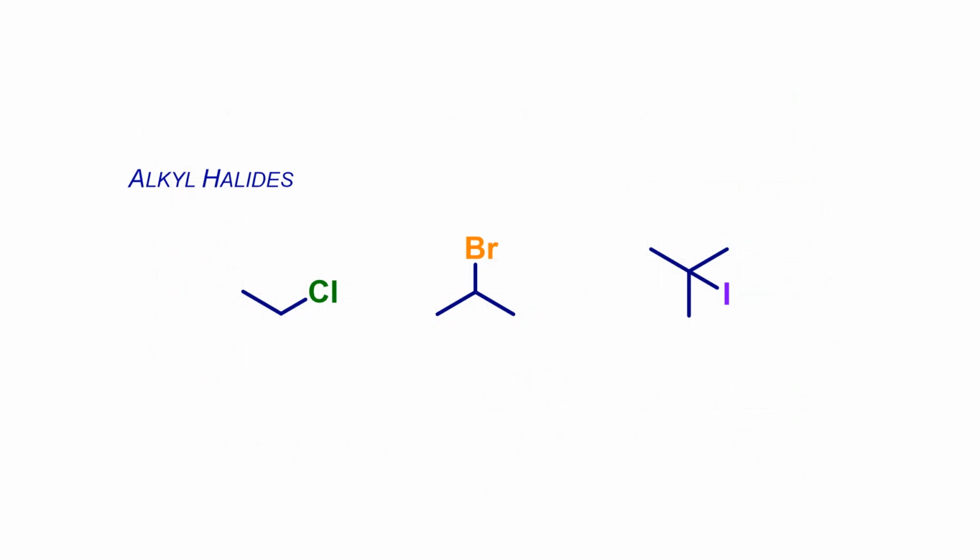Alkyl halides can be classified as primary, secondary, or tertiary, depending on how many carbon atoms are attached to the carbon that bears the halogen. So the alkyl chloride on the left of the screen here is primary, the alkyl bromide in the middle is secondary, and the alkyl iodide at the right, in which there are 3 carbon-carbon bonds attached to the carbon that also bears the iodine, is tertiary.